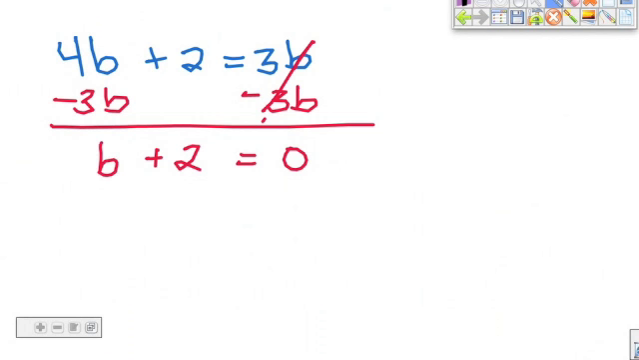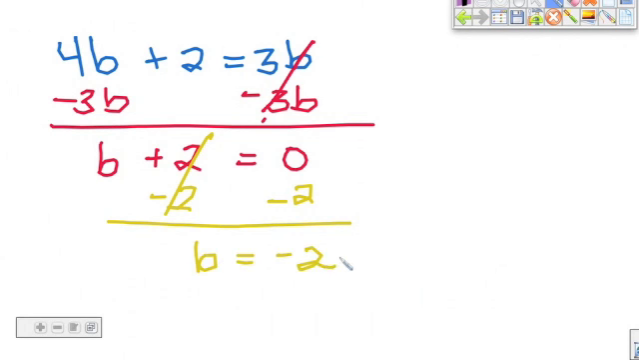Now I need to get that constant on the other side. So what's the inverse of a positive 2? A negative 2. So I'm going to subtract 2 on both sides, leaving me with b equals negative 2. And that is my final answer.